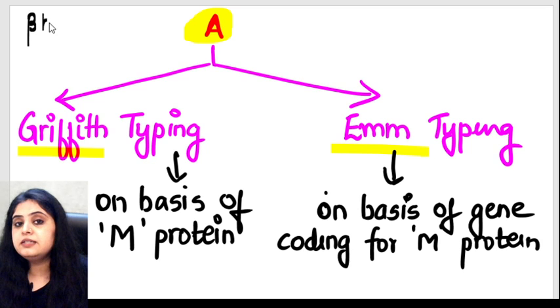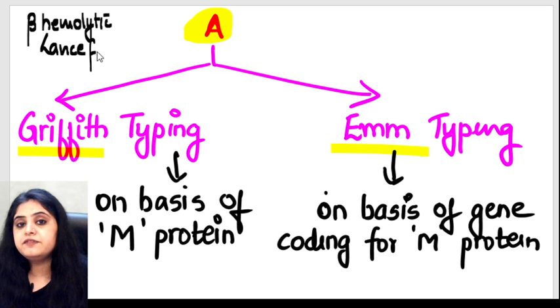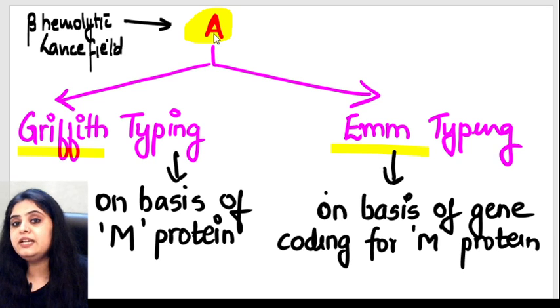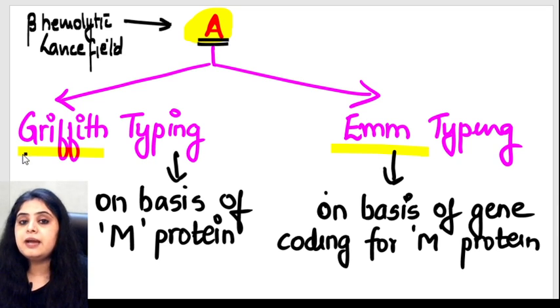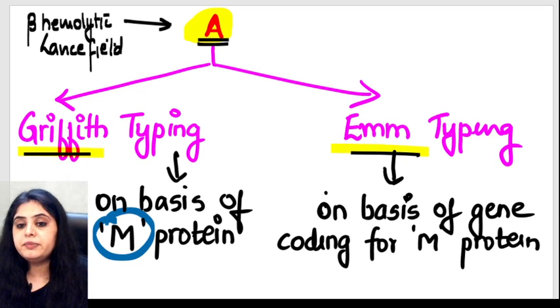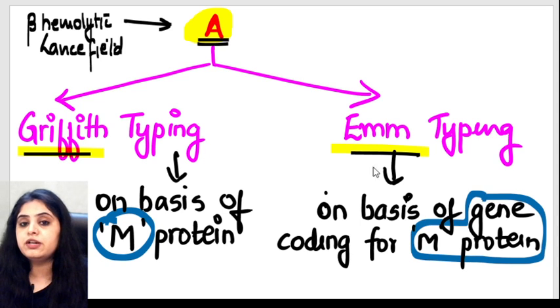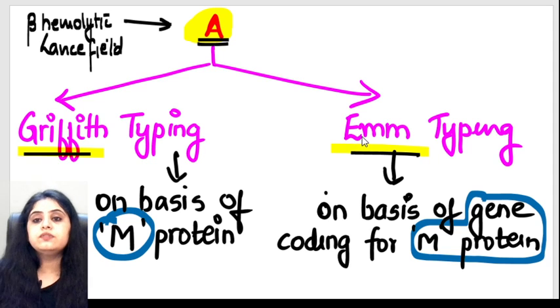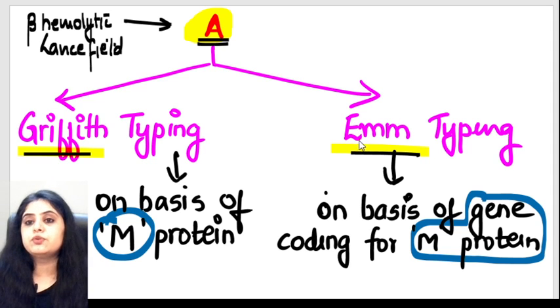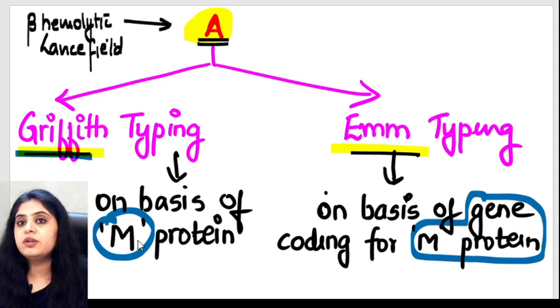So remember, under the beta hemolytic Streptococcus, you did the Lancefield classification. After doing the Lancefield classification, you did A to V. I've taken A out of it. I'm doing Griffith typing and M typing, EMM typing. Griffith typing is on the basis of the M protein. I just taught you what is the M protein, right? And next one is the EMM typing, which is based on the gene for the M protein. So one of the typings is based on the protein, one of the typings is based on the gene for the M protein. So remember, Griffith is based on M protein, EMM is based on the gene.